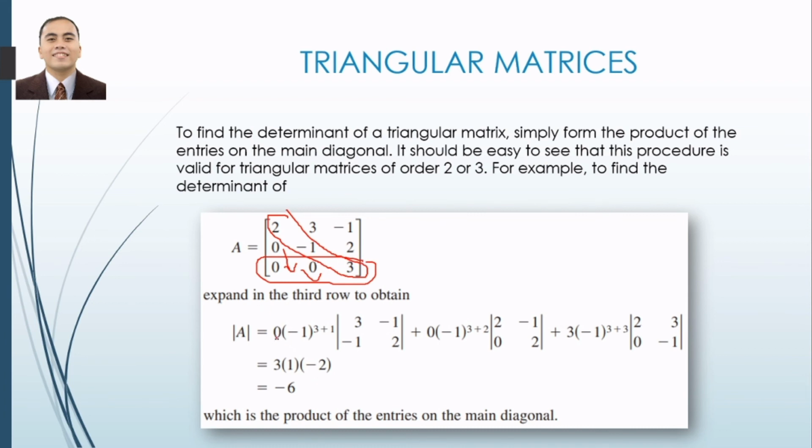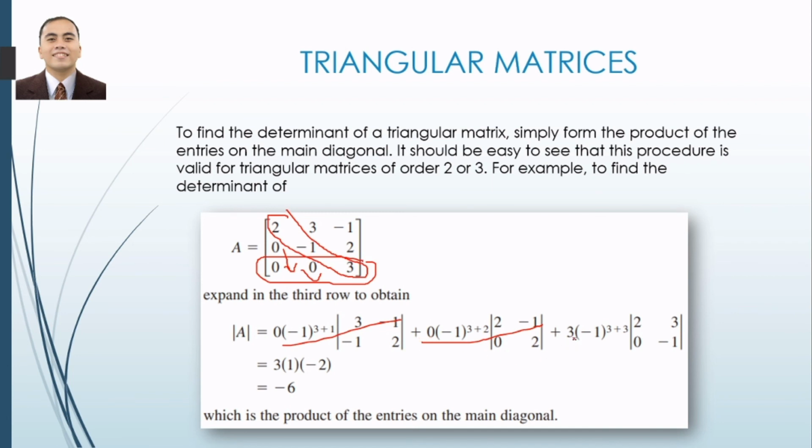So we have 0 times the quantity of negative 1 raised to 3 plus 1, then 3, negative 1, negative 1, 2. So it would become 0 since we have 0 here. Another, we have 0 times the quantity of negative 1 raised to 3 plus 1. Then the remaining values are 2, negative 1, and 0, 2. Then it would become again 0 since we have 0 here.